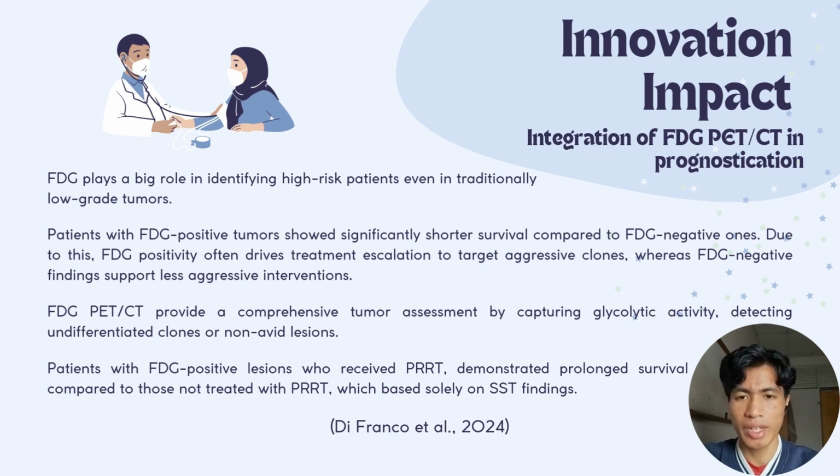This is because FDG can identify high-risk patients, even in traditionally low-grade tumors. Patients with FDG-positive tumors show significantly shorter survival compared to FDG-negative ones. Due to this, FDG positivity often drives treatment escalation to target aggressive clones, whereas FDG-negative findings support less aggressive interventions. FDG PET-CT provides a comprehensive tumor assessment by capturing glycolytic activity, detecting undifferentiated clones or non-avid lesions.